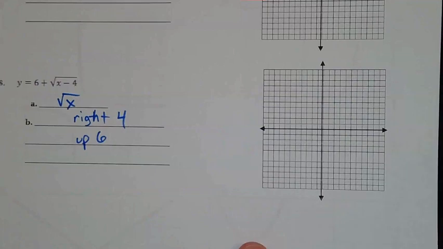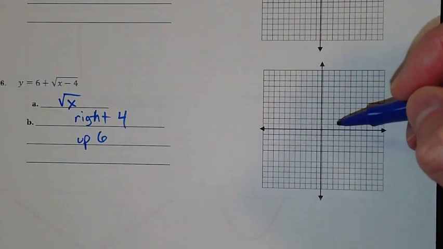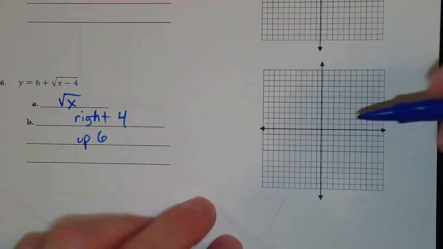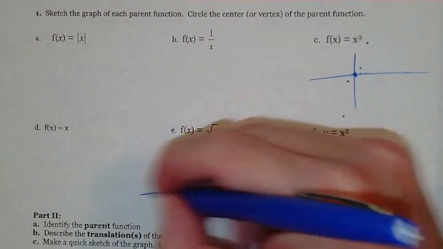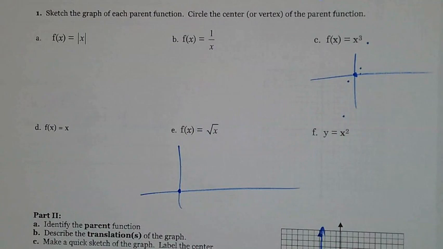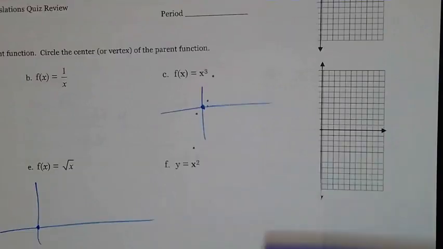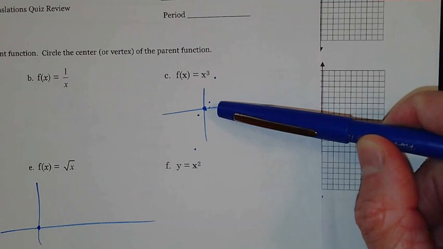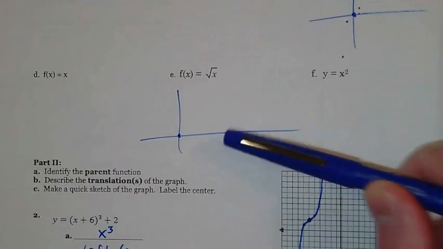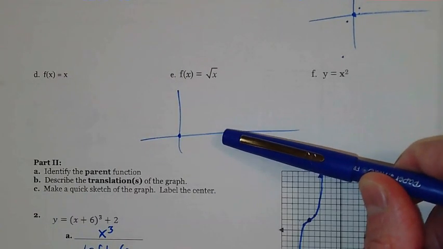So same idea on the graph. I need to think about what the square root function would look like. And my square root function, I know, starts at the origin. And then unlike this, x cubed, where I was thinking of different values that I know the cube of, I'm thinking about numbers that I know the square root of.